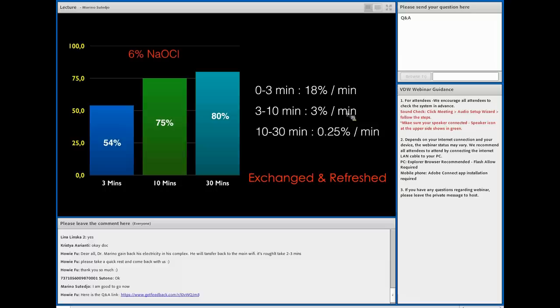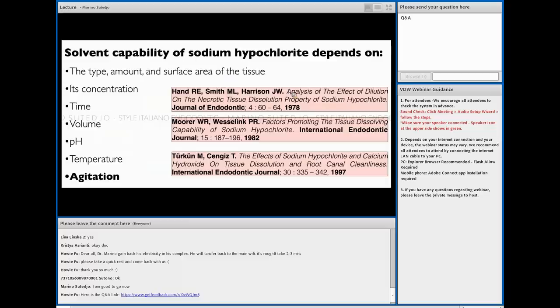For example, if I change and refresh my sodium hypochlorite every minute, so 1 minute I change to the fresh one, 1 minute I change to the fresh one, which is a high rate per minute, we don't need 10 minutes to clean all the bacteria. So time is important, I agree with that, but not just the timing, but also the concentration of the sodium hypochlorite, the volume of the sodium hypochlorite, and most of all, how frequently we exchange and refresh our sodium hypochlorite inside the canal.